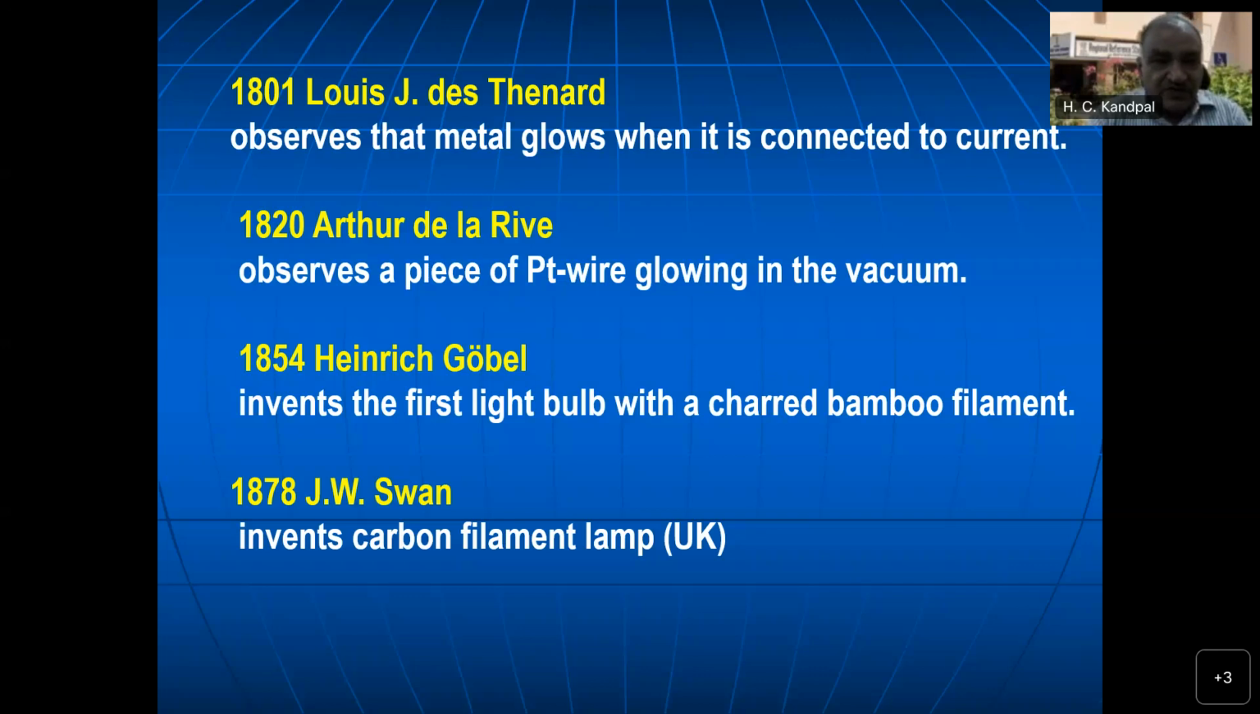Now, in 1854, Heinrich Goebel invents the first light bulb with charred bamboo filament. And slowly and slowly, the developments are taking place: first the platinum wire was seen glowing in vacuum, then the concept of filament, that it should be as thin as possible so that it has high resistance. And when the electricity goes through, the filament glows. So that would have been these slow steps in that direction. In 1878, J.W. Swan invents a carbon filament lamp. And I will show you historical developments, how the standards of lamps were made and how standards of optical radiation were made at different stages of time during that development.